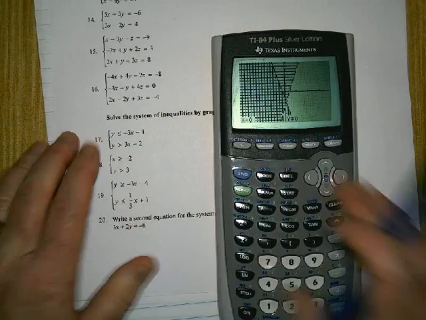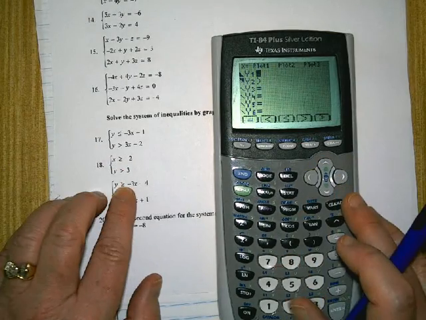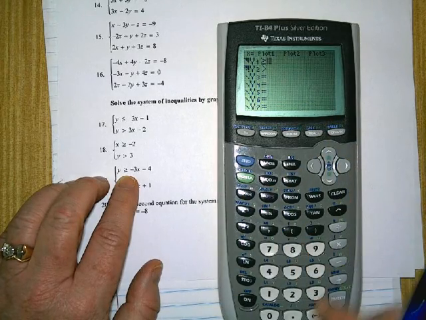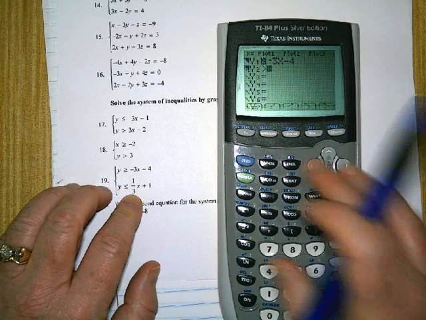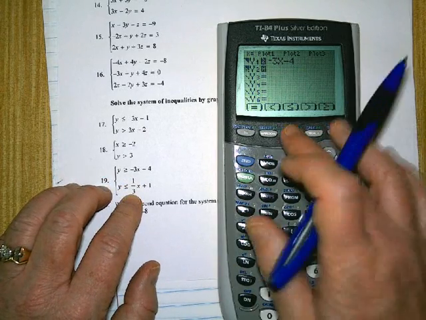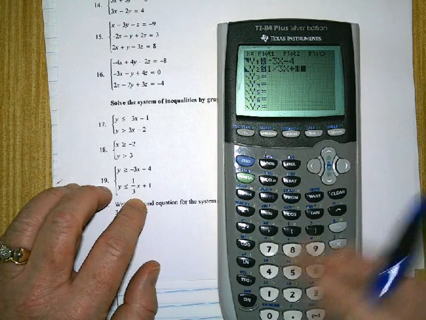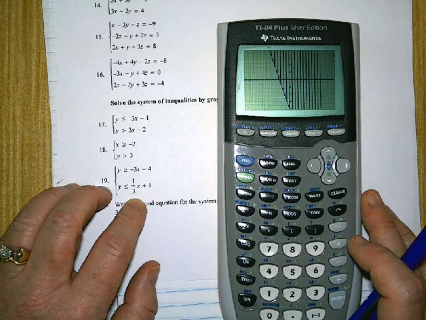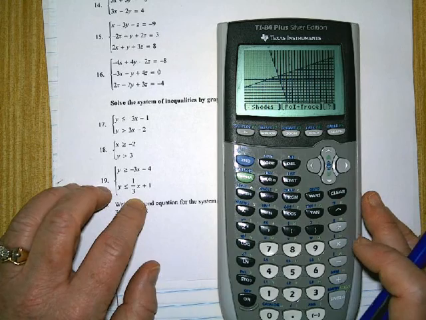19, let's put that in our calculator. Clear that out. Clear that out. 19, I need a different sign. So that sign. And it says -3x minus 4. And the next one, I need this sign. And it's 1/3 x plus 1. Okay, got it?